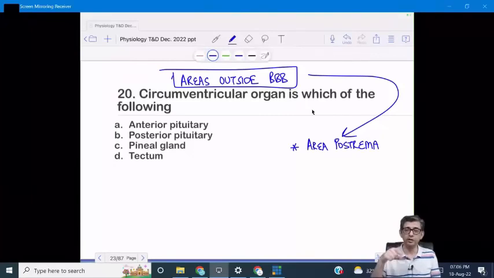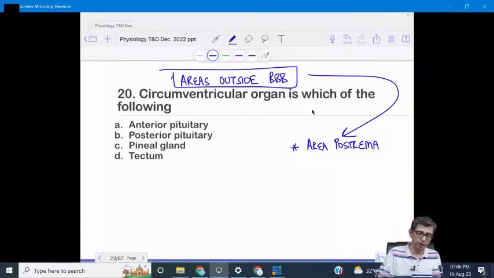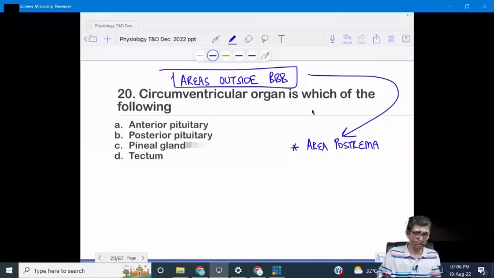Similarly, the thirst center God has kept outside the blood-brain barrier. That's mainly to ensure that if a person is very, very thirsty, he will start drinking water before brain dehydration occurs. So I think I've given the answer, and I think you guys have answered that also. When I was saying water intake would be related to vasopressin, the correct answer for this one would be option B, posterior pituitary.